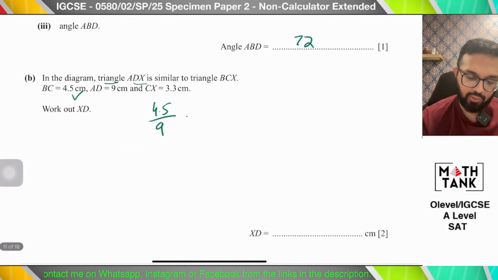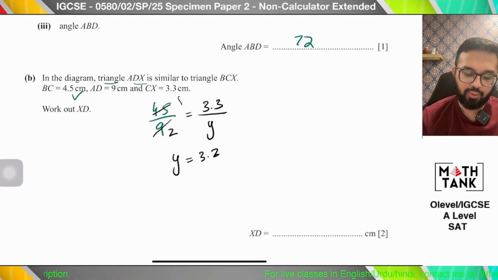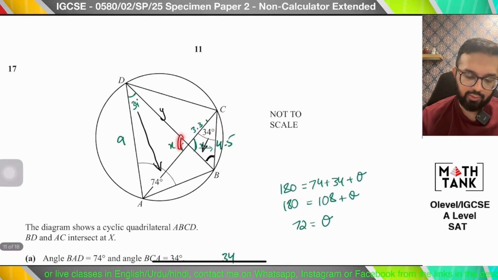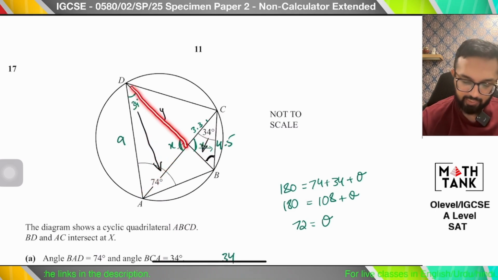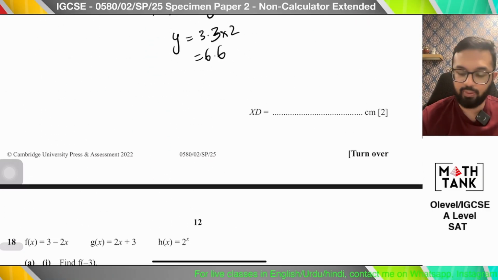3.3 is in the smaller triangle. I'm going to say 3.3 over Y. So I figured out the ratio. That's 1:2. So Y equals 3.3 into 2. That's 6.6. Okay, how similar triangles work is simple. You look at the angle and then you look at the opposite side. So 9 and 4.5 are corresponding. BX and AX would be corresponding. So the leftover side is DX and CX. Okay, so XD equals 6.6.